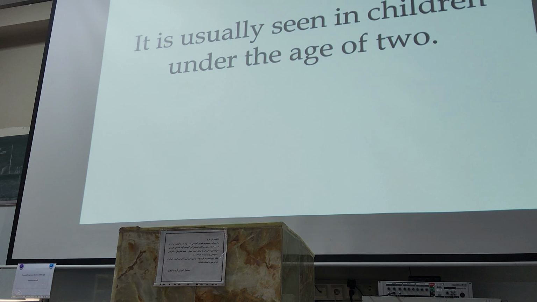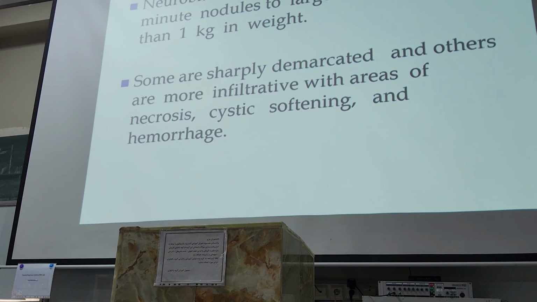Neuroblastoma is usually seen in children under the age of 2. Neuroblastomas range in size from minute nodules to large masses more than 1 kilogram in weight, so it can be very small or very large. Some are sharply demarcated, some may be encapsulated, and some are more infiltrative with areas of necrosis, cystic change, and hemorrhage. Okay? So necrosis is one of the features you can see in neuroblastoma.